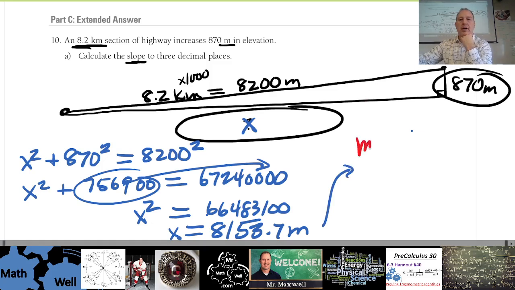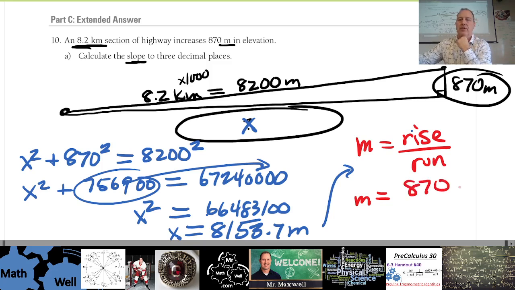So the slope now is, remember, rise divided by run. So the slope is, if you guys are leaving on the bus, you better leave now if you got bus people. Are you on the bus today? So the rise is 870 divided by the run, which we just calculated here, 8,153.7.